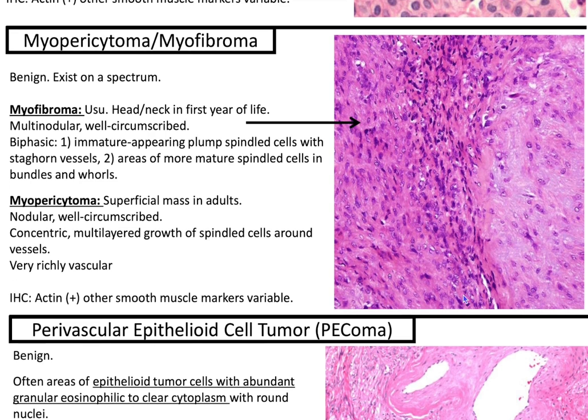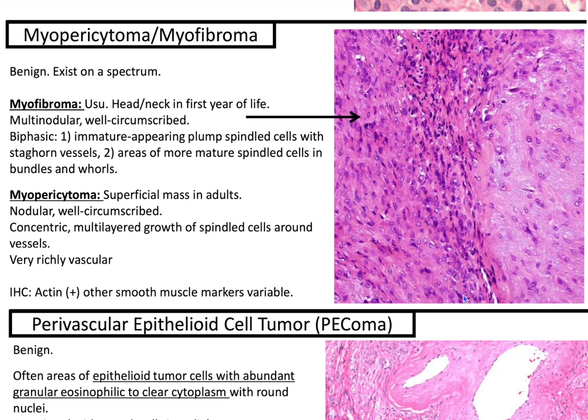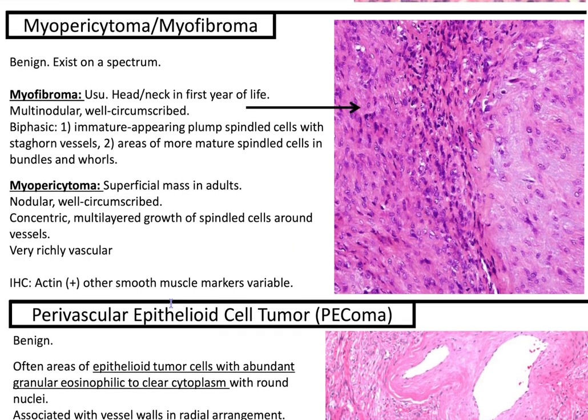So you can have a myopericytoma, which is a superficial mass in adults. It's nodular, well circumscribed. You'll have a concentric multi-layered growth of spindle cells around vessels and very richly vascular. And IHC-wise, you'll have actin positive.